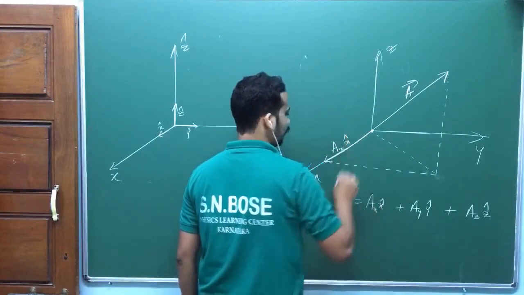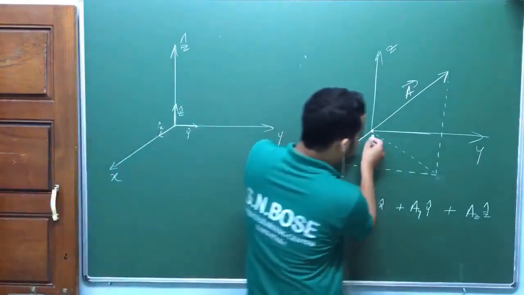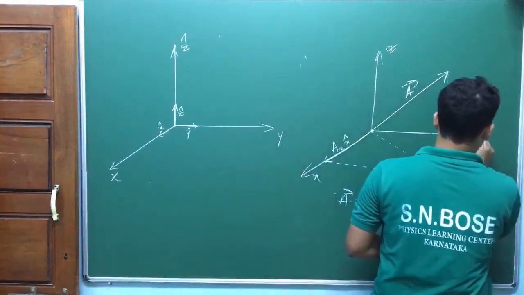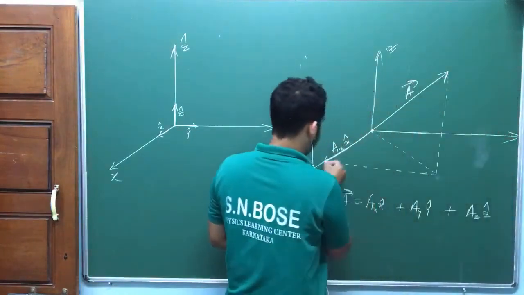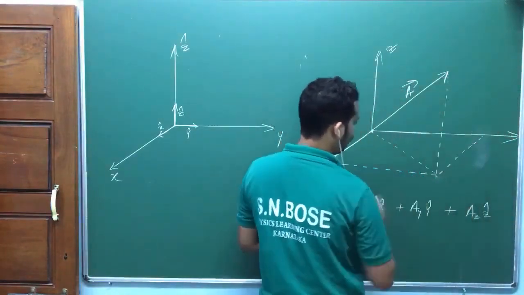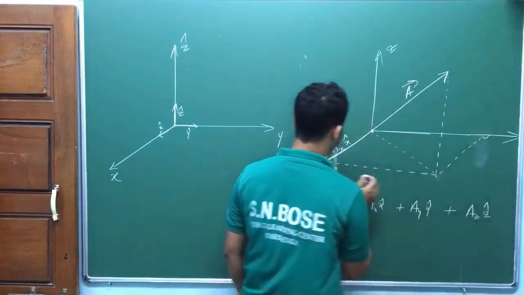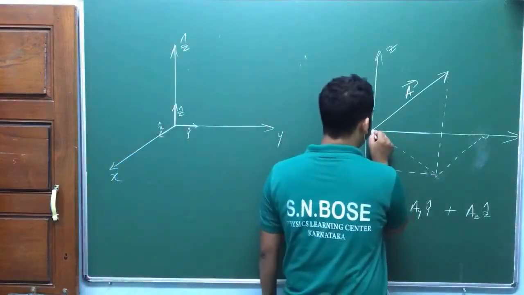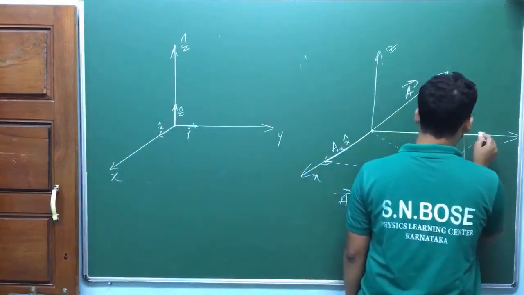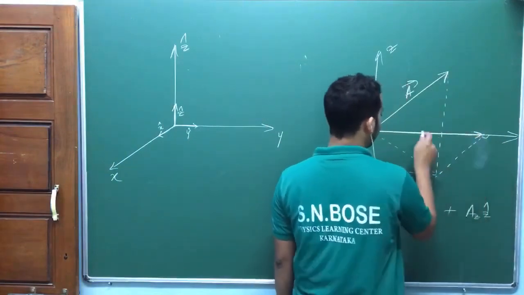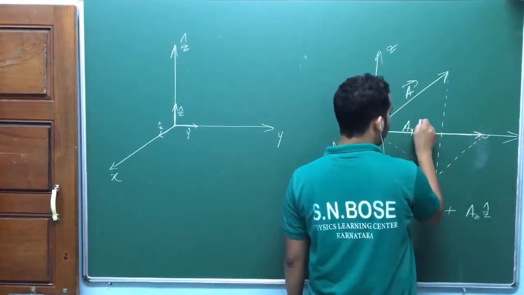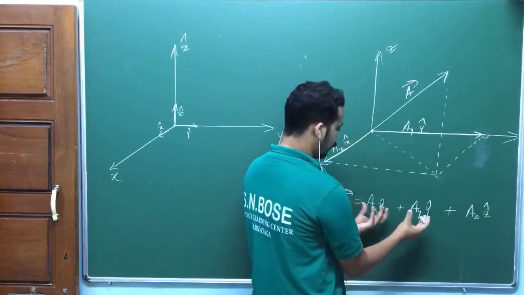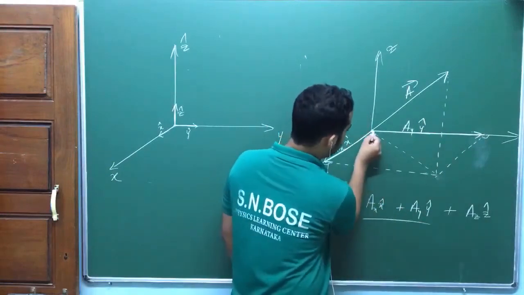Ax into x cap. Is that okay? And if you draw the projection of this line on the y-axis, let me take the y-axis like this, approximately. This is a perpendicular, okay? So then what is this vector? Ay into y cap. Now, ax into x cap and ay into y cap, if you add these two, what is this one? This is the resultant, am I right?